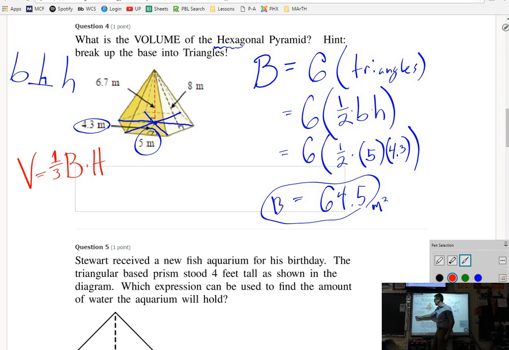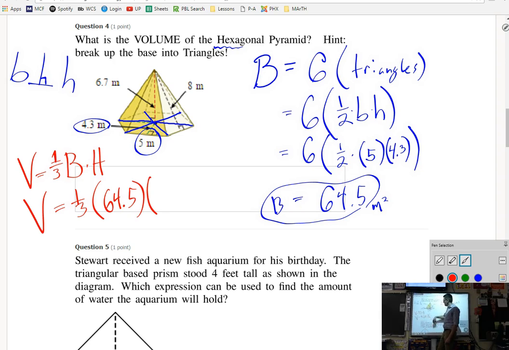So I'm going to fill in what I know. 1/3, we computed our big B to be 64.5. And our big H here. Casey, what's our big H here? Ooh. So you probably use the 8. But actually, when we're doing volume, this big H, just like little b, little h, big B, big H have to be perpendicular also.